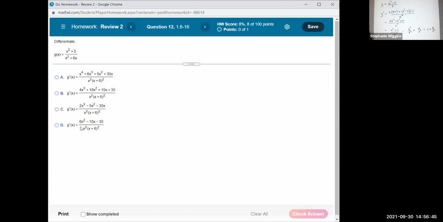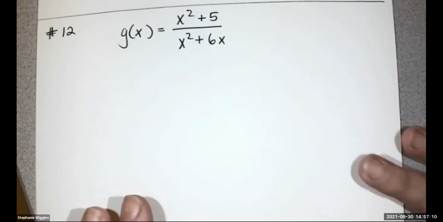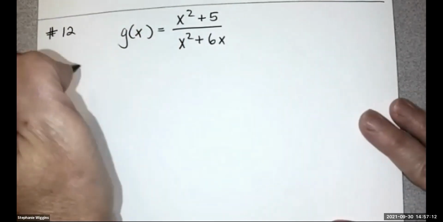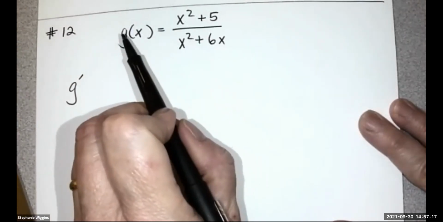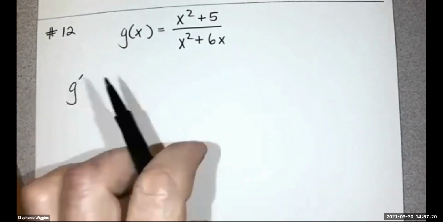Okay, here we have another quotient rule. I'll go ahead and do this one as well. This is number 12. So we have g of x is equal to x squared plus 5 over x squared plus 6x. Again, using the quotient rule, here we have a quotient of 2 functions. So the quotient rule, and this g, by the way, is the entire function. This is not the g in the formula. So be careful about that.